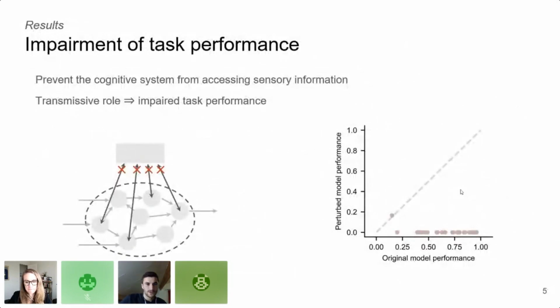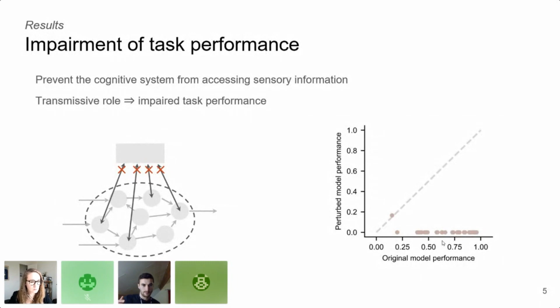Okay, so the first analysis that we did is to look at how the task performance is impacted if we prevent the cognitive system from accessing the sensory information. So we silenced the communication from the modules to the cognitive system and looked at how it impacts the task performance. Typically, what we observe is that the performance is greatly impaired. The models where the communication from the modules to the cognitive system is silenced cannot solve the tasks anymore, which suggests that in these models, the cognitive system has a more transmissive role.